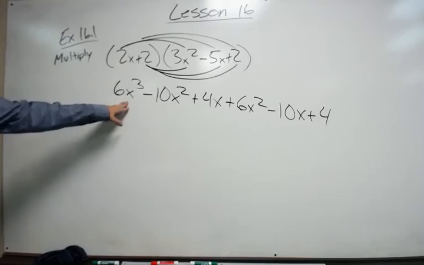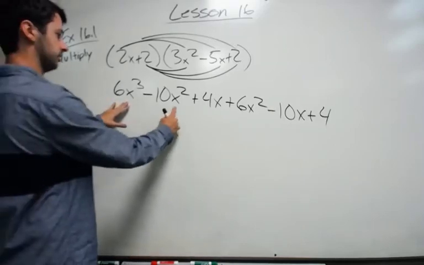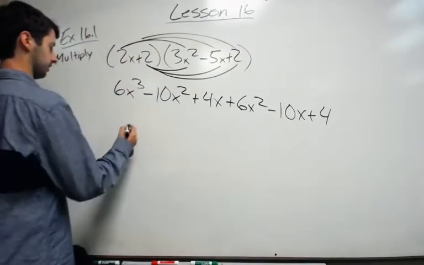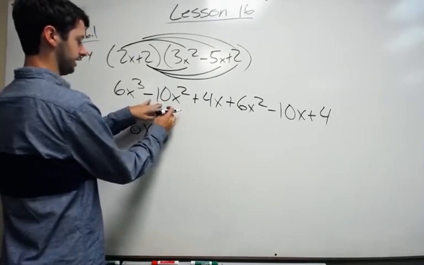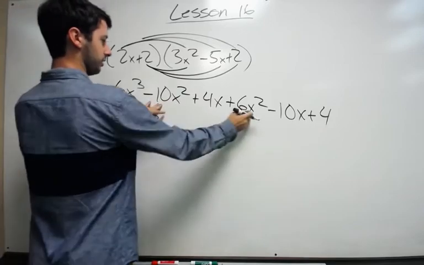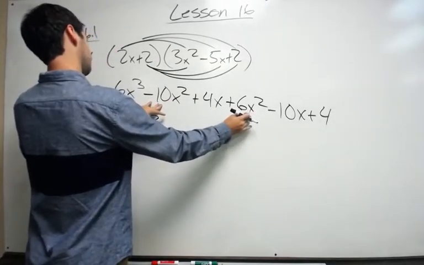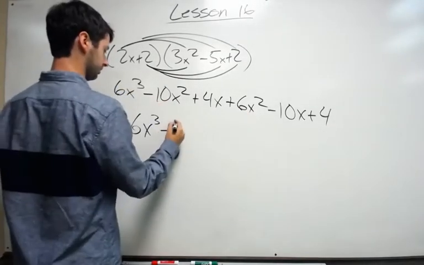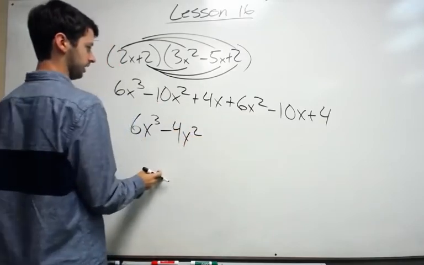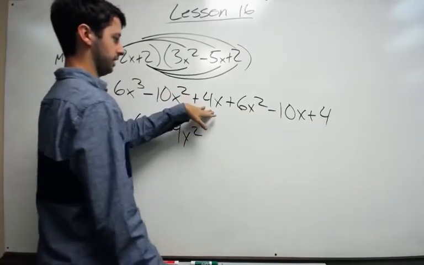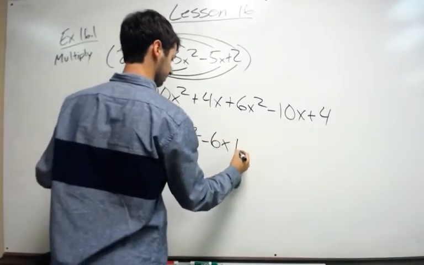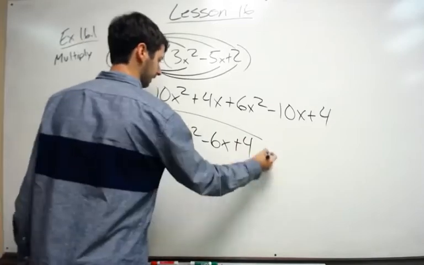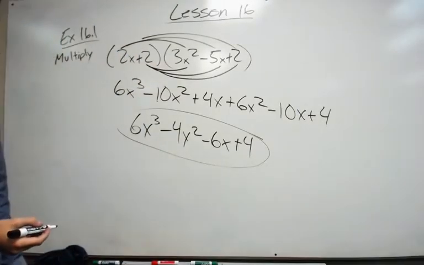So are there any other x cubes? Nope. So we're going to bring 6x cubed down. Any other x squareds? We got negative 10x squared, positive 6x squared. Negative 10 plus 6, negative 4, x squared. Any other x's? Yep, 4 minus 10 is negative 6x plus 4. There's your answer. And that's how you do multiplication of polynomials.